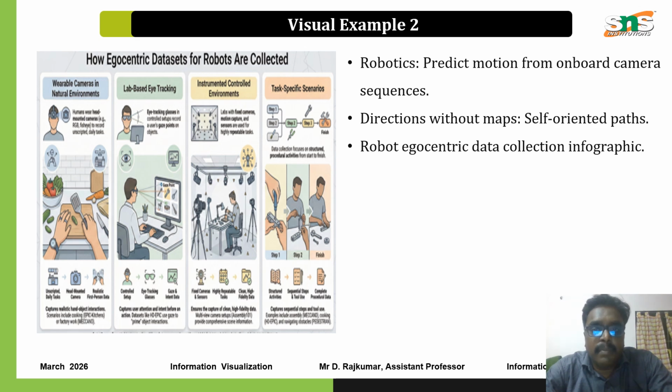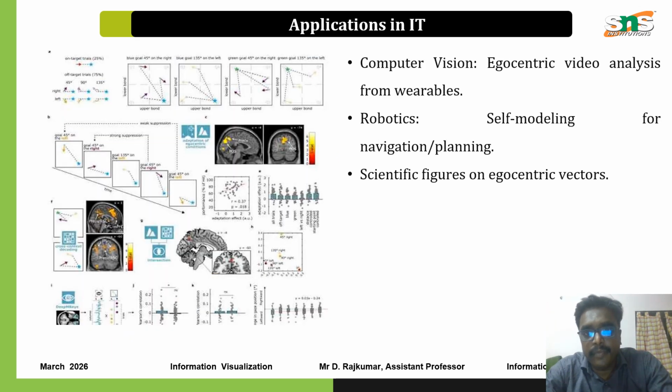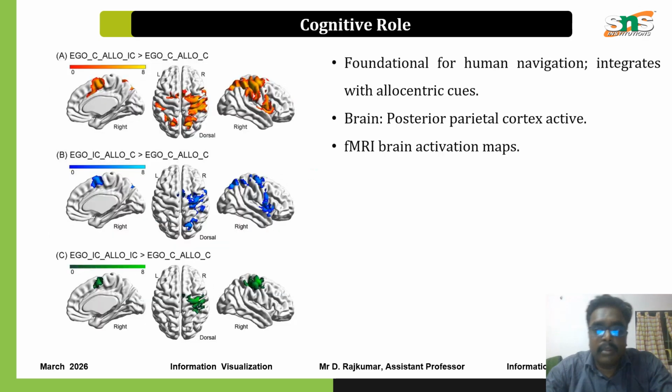The next visual example is in robotics. It predicts motion from onboard camera sequences and direction without maps, using self-oriented paths. Next is the robot egocentric data collection infographic, which is very useful in the information technology field. Applications in IT include computer vision for egocentric video analysis. It is widely used in wearables and robotics, for self-modeling, navigation and planning, and for scientific figures on egocentric vectors.